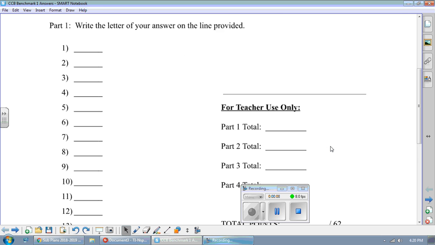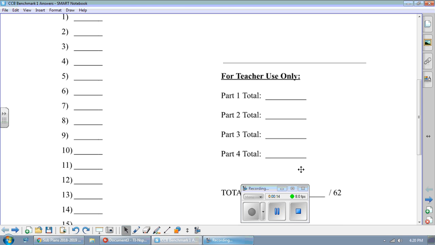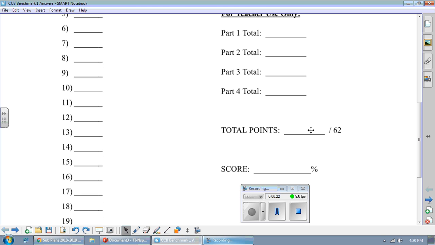When you look at the cover sheet, you can see which multiple choice questions you got right and which ones you got wrong. Over here where it says for teacher use, that is where each of the points are put on for each of the different sections of the test. Your total points is out of 62. And then that is converted into a percentage based on how the Regents converts their raw score into a final score.